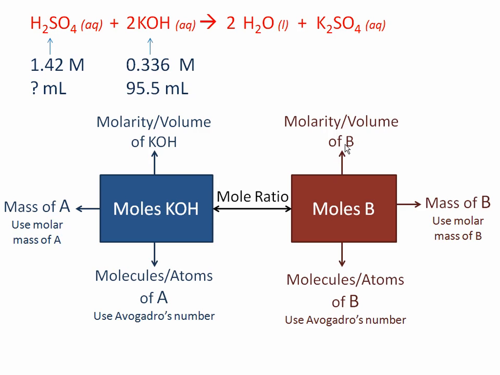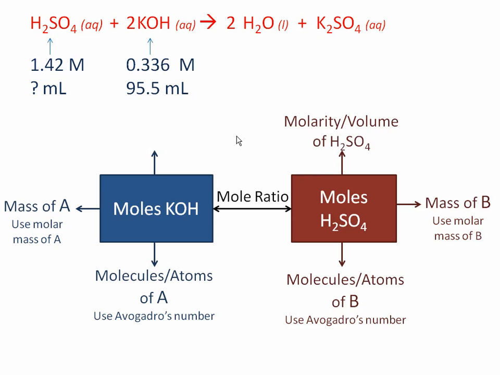calculation. We know that we're going to start with the potassium hydroxide, and we'll fill in those values and know that basically we're going to start here with the molarity and volume of potassium hydroxide. We'll want to calculate moles of potassium hydroxide, convert that into moles of sulfuric acid, and then eventually find the volume of sulfuric acid.